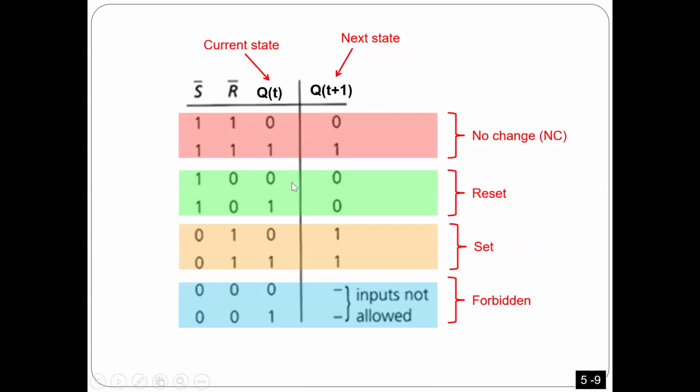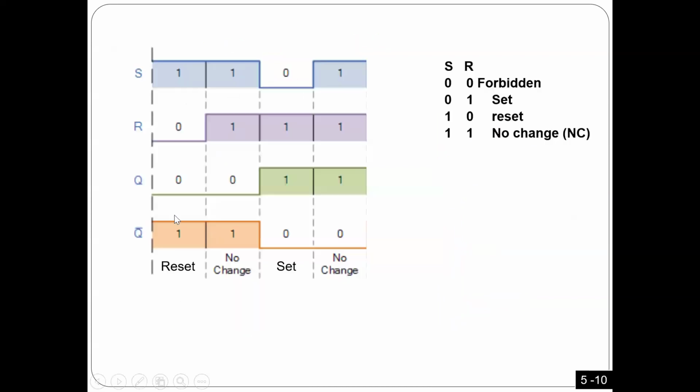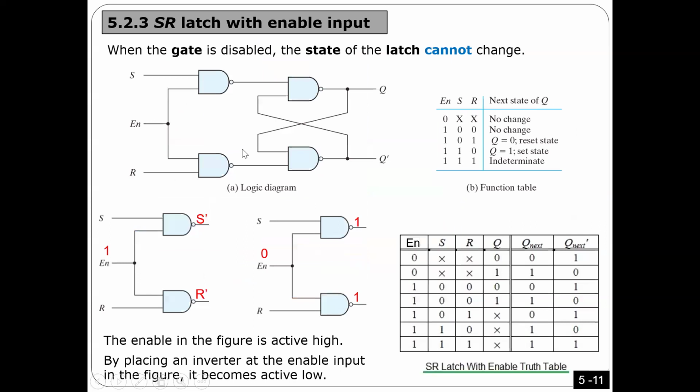For example, if you see here you have 1, 1. I told you 1, 1 here is no change. So if you have 0, it stays 0, and 1 stays 1. Here you have 1, 0. This one is active low, so whatever is 0 should be active. So this one is reset. Here, this one is actually set. 0, 0 is the forbidden case.